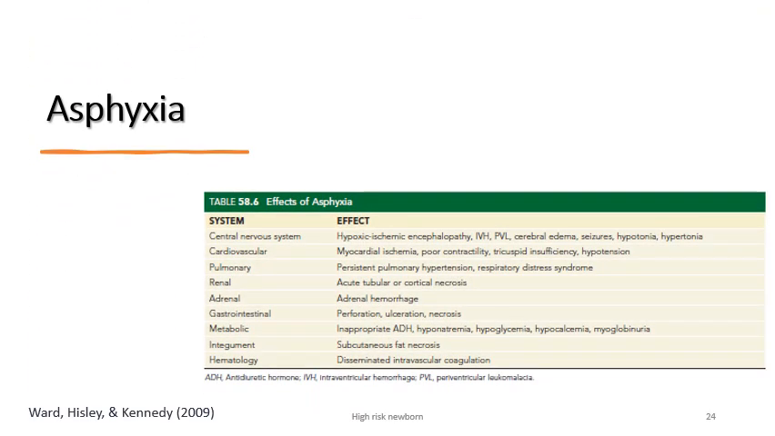Another thing is that, as I mentioned before, the blood carries oxygen throughout your body. If asphyxia is a prolonged condition, then a lot of effects can happen to the organs. So these are the effects that might happen to the central nervous system, cardiovascular, pulmonary, renal, adrenal, gastrointestinal, metabolic, integument, and hematology. These are the conditions that will happen when asphyxia is really present in the high risk baby.